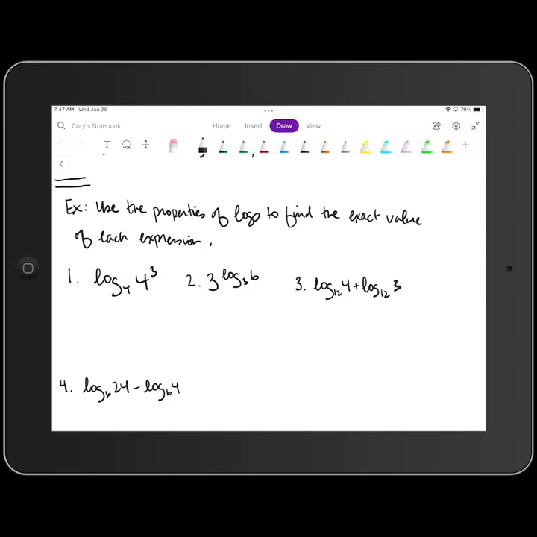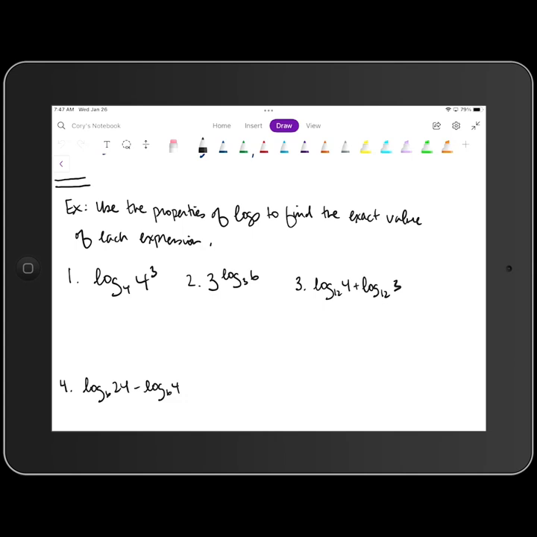Hi everyone. We're going to continue our lesson on properties of logarithms. As I go through these examples, you have the option to just watch the video the whole way through, or try practicing these examples on your own and then listen to my explanation of things.